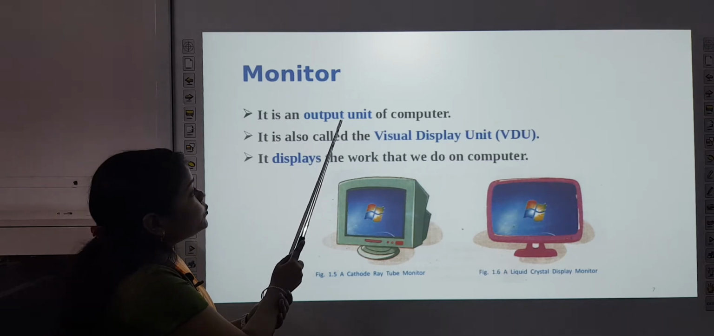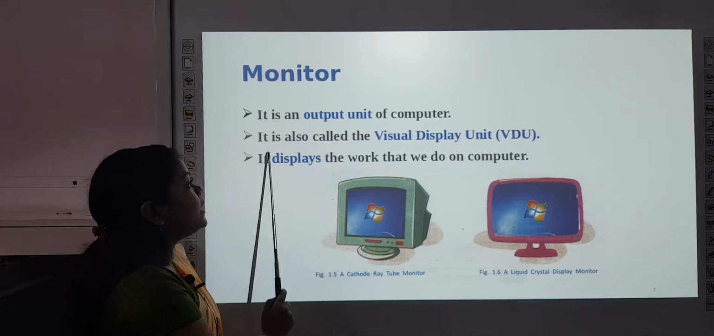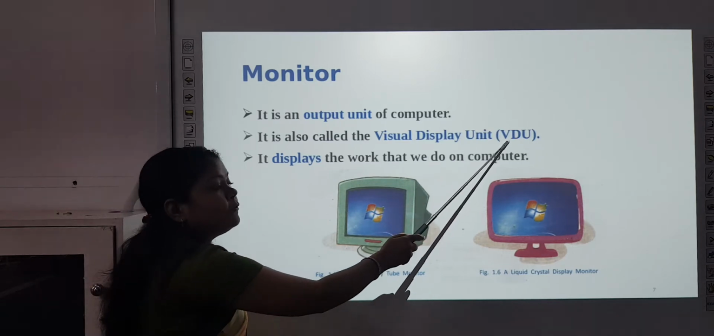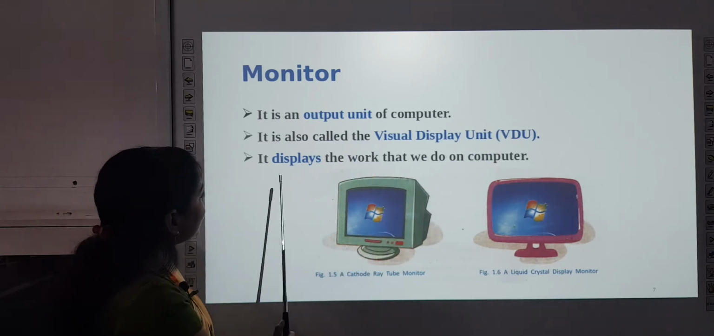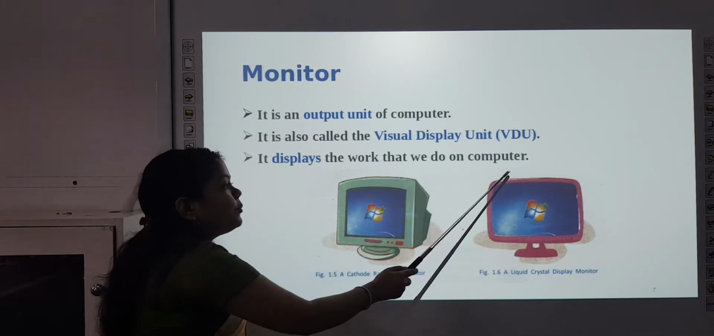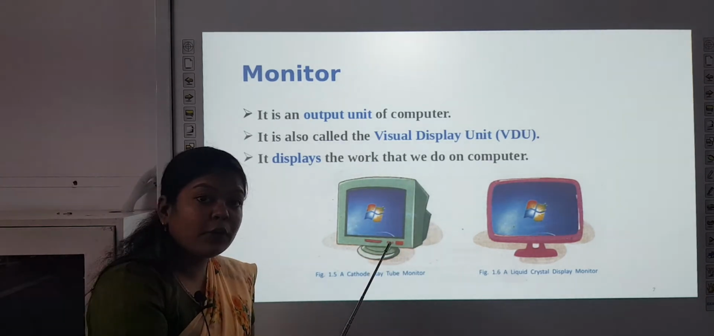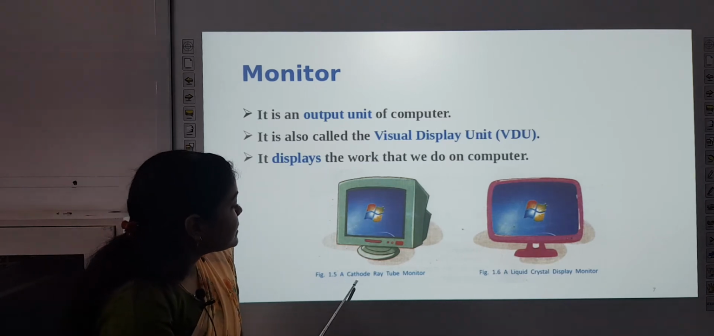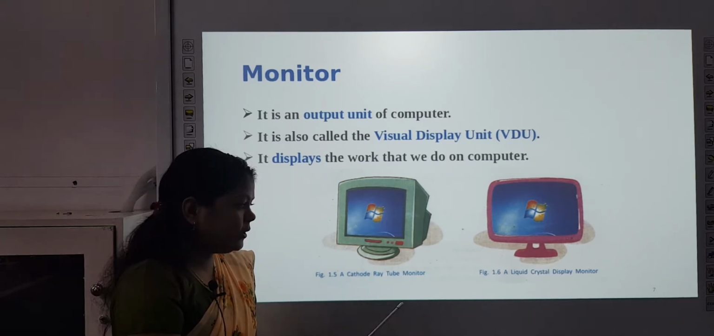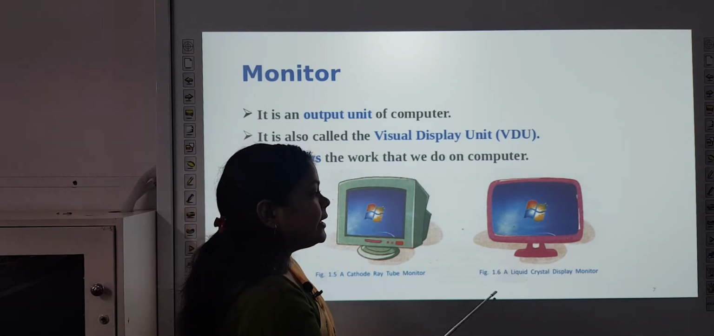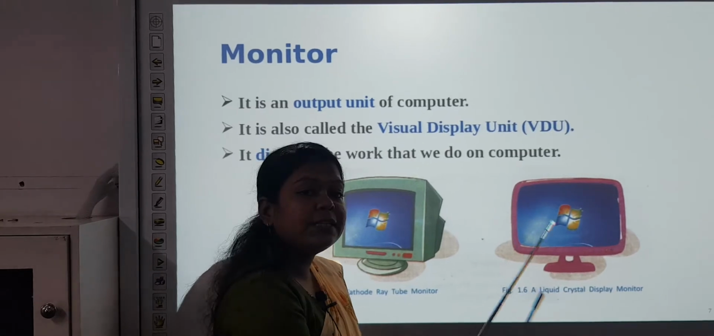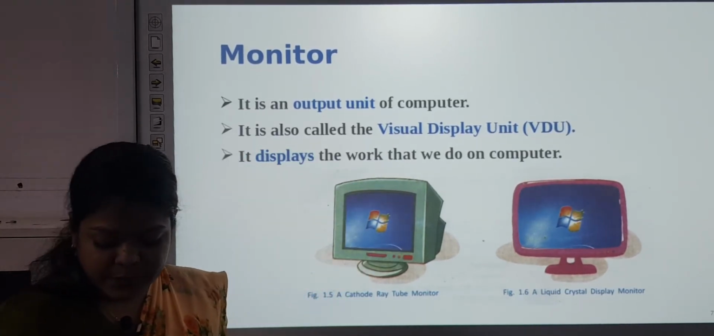It is an output unit of computer. It is also called a visual display unit, that stands for VDU. It displays the work that we do on the computer. The 2 main types of monitor are CRT monitor, which stands for cathode ray tube monitor, and next is LCD monitor, which stands for liquid crystal display monitor, that we are using at present.